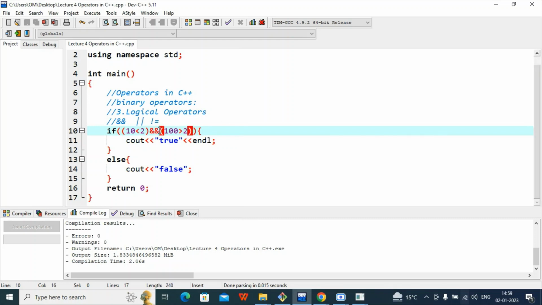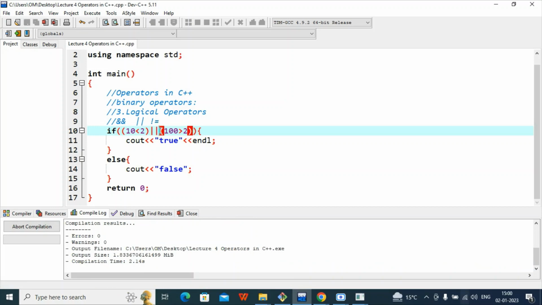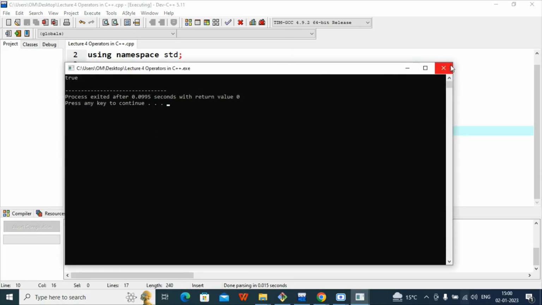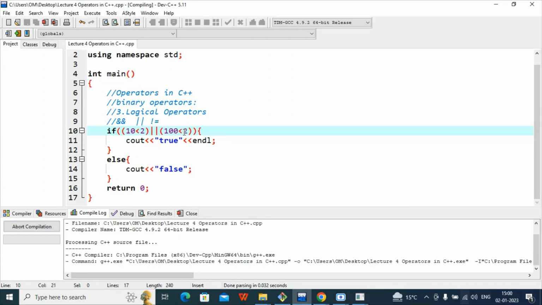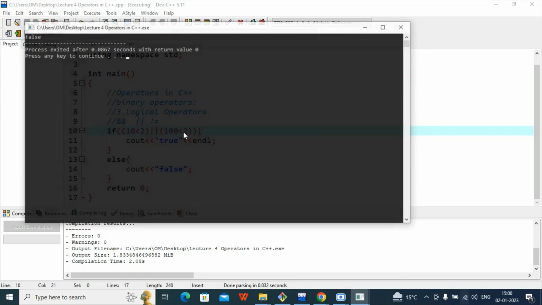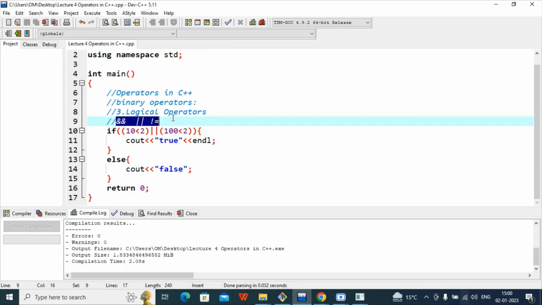But if I use an or operator, then it will give you true, because or makes sure that anyone can be true. I'm not saying both should be true, anyone can be true. Yes, it is giving you true. But if both are false, then the or operator will also give you false. Okay, this I have already made you understand, I already taught you in the expression part.